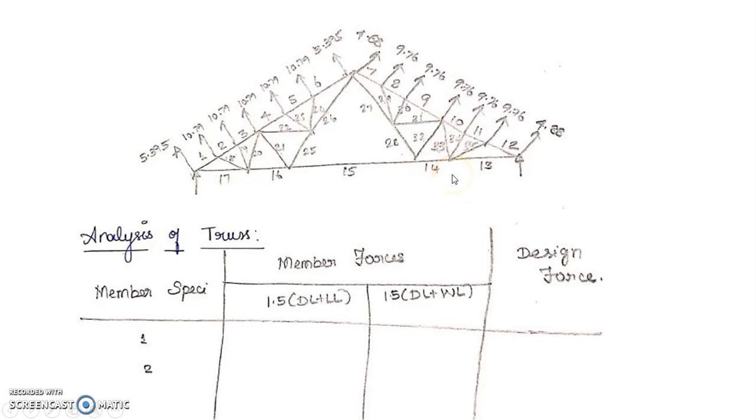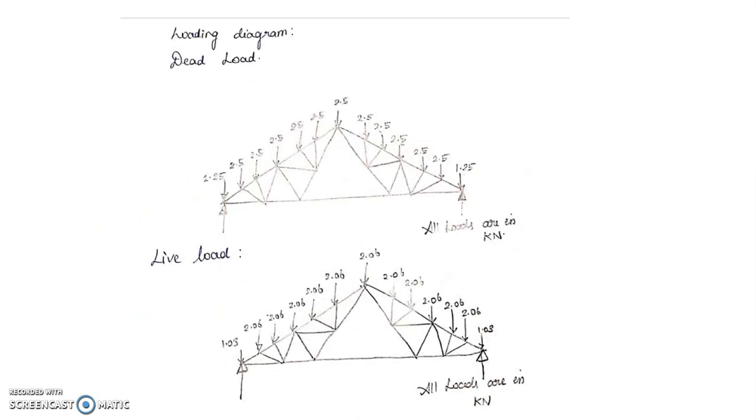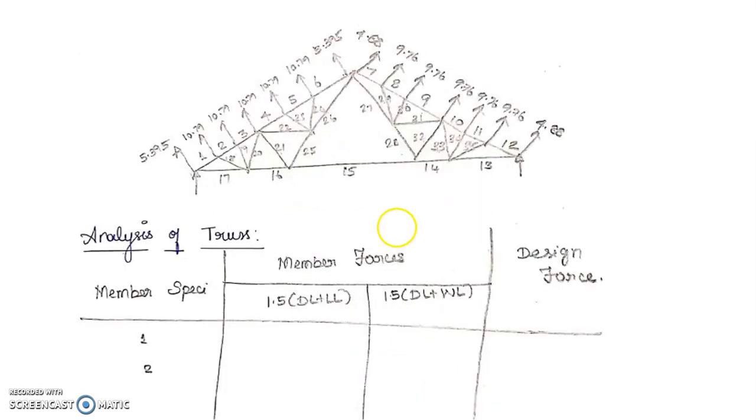If you are aware of STAAD.Pro, you can also do the analysis by STAAD.Pro. Don't worry about it. I recommend that students use the method of sections to analyze the member forces due to dead load, live load and wind load, take the combination and calculate the member forces. Design member force is the maximum force on the top chord, that is from 1 to 12; take the maximum force in the top chord.